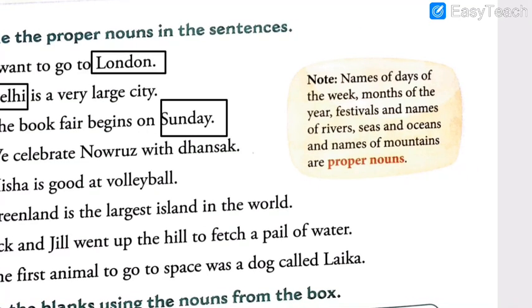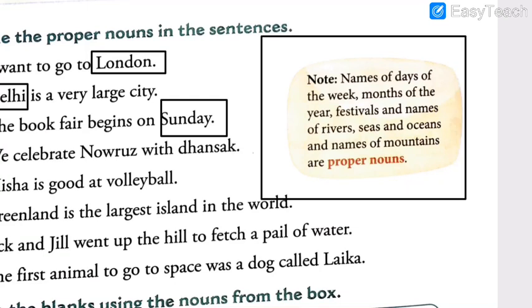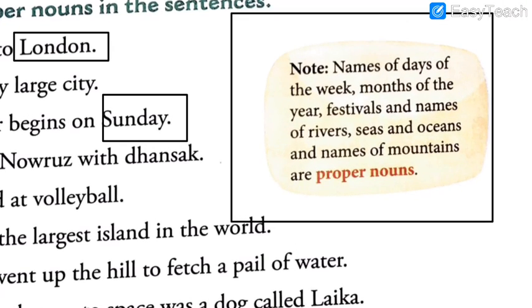Now let me draw your attention towards this box. If you can read this box, note: names of days of the week, months of the year, festivals, and the names of rivers, seas and oceans and the names of mountains are proper nouns. So any special name given to the rivers, seas, mountains, weeks, days, festivals, etc. are considered to be proper nouns.